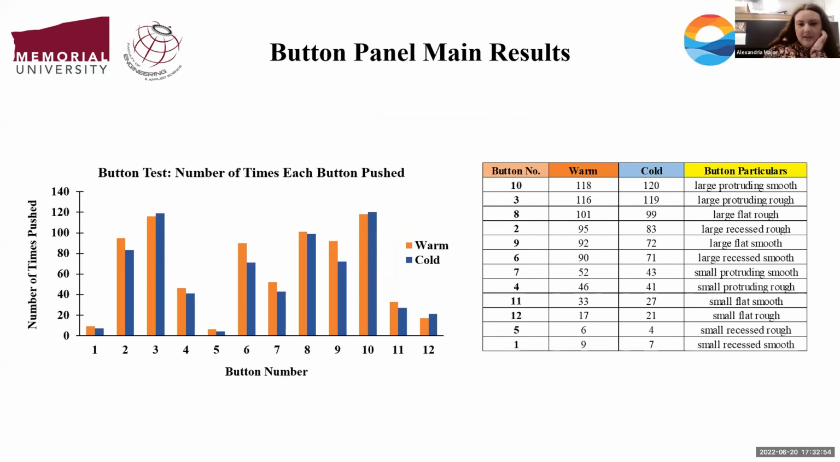These are the main button panel results obtained from the experiments, a basic overview. There are 12 buttons here because there are 12 different button types, and the number of times they were pushed is on the left side of the y-axis. It can be seen that there isn't really a huge difference in button pushes between the cold, which was 2 degrees, and the warm, which was 34 degrees. Button 10 was the button activated the most, which was the large retreating and smooth button, and the button activated the least was the small recessed smooth button.